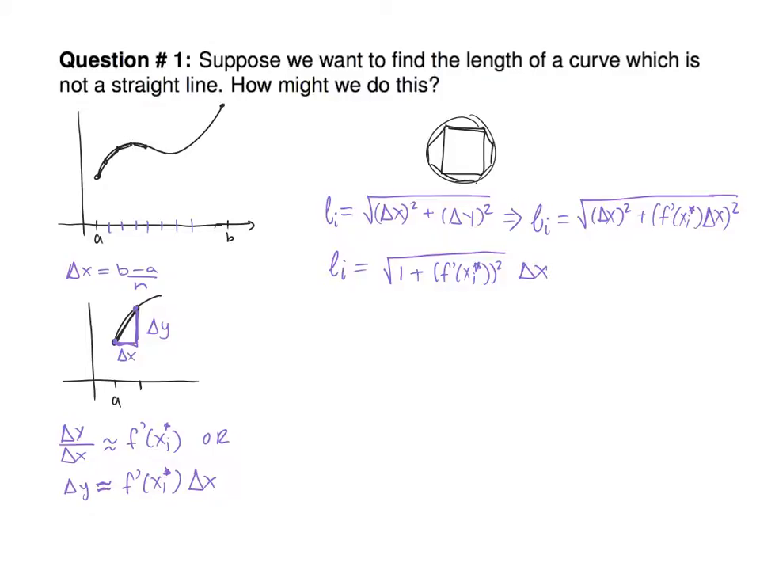And the whole star business on that x sub i just means you picked some sample point in between your A and B. It doesn't matter which one it is, it's just some random point in the middle. It could be the midpoint, quarter point, three-quarters point, left point, right point, whatever. So that's the length of one piece.